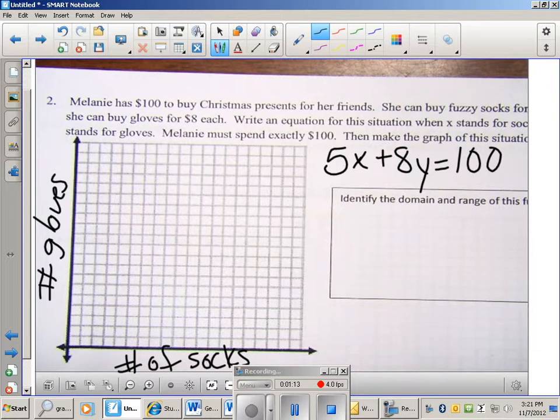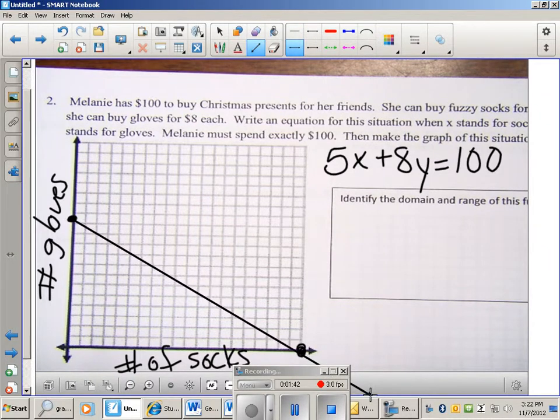If I buy 0 pairs of socks, then I can buy 12 and a half pairs of gloves. So let's see, 1, 2, 3, 4, 5, 6, 7, 8, 9, 10, 11, 12 and a half. So that would be 1 point. And if I buy 0 pairs of gloves, I can buy 20 pairs of socks. So that'll give me that line right here. So that'll be pretty easy for me to graph.